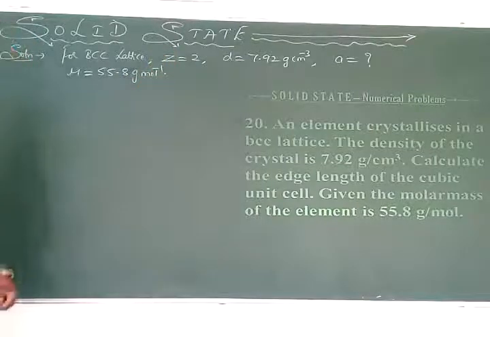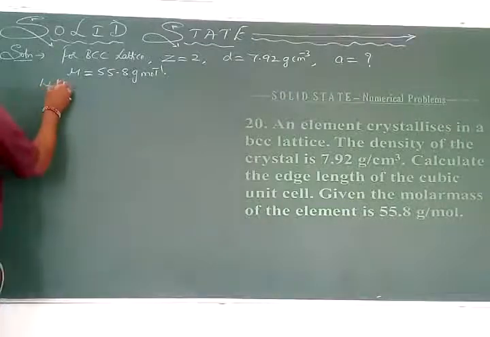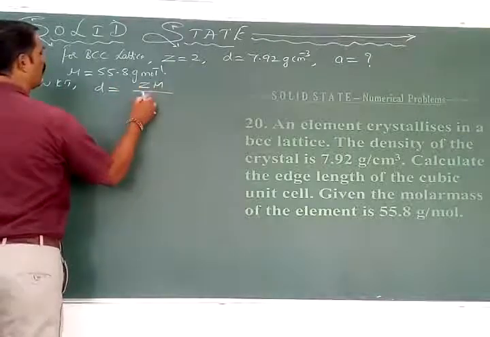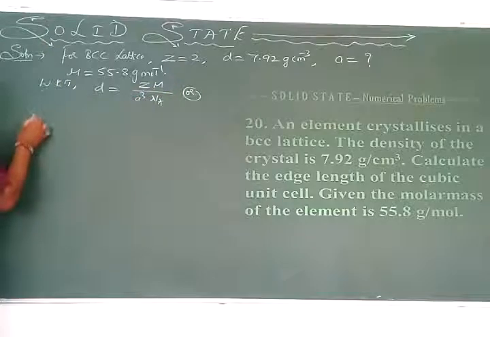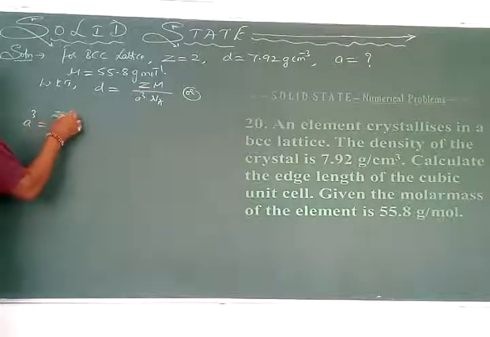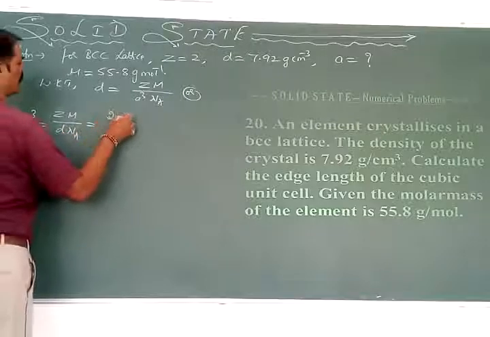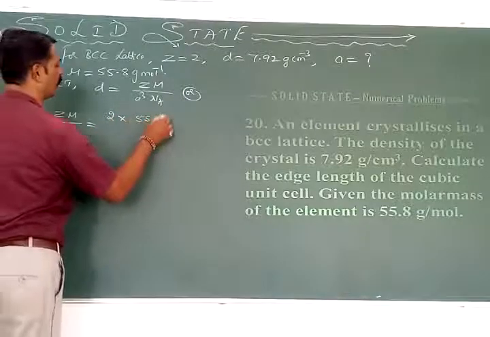So A is not calculated directly, but first in the form of A cube. First, what is the formula? We know that D is equal to Zm by A cube into Na. So A cube is equal to Zm by dNa. Z is 2, molar mass is 55.8.